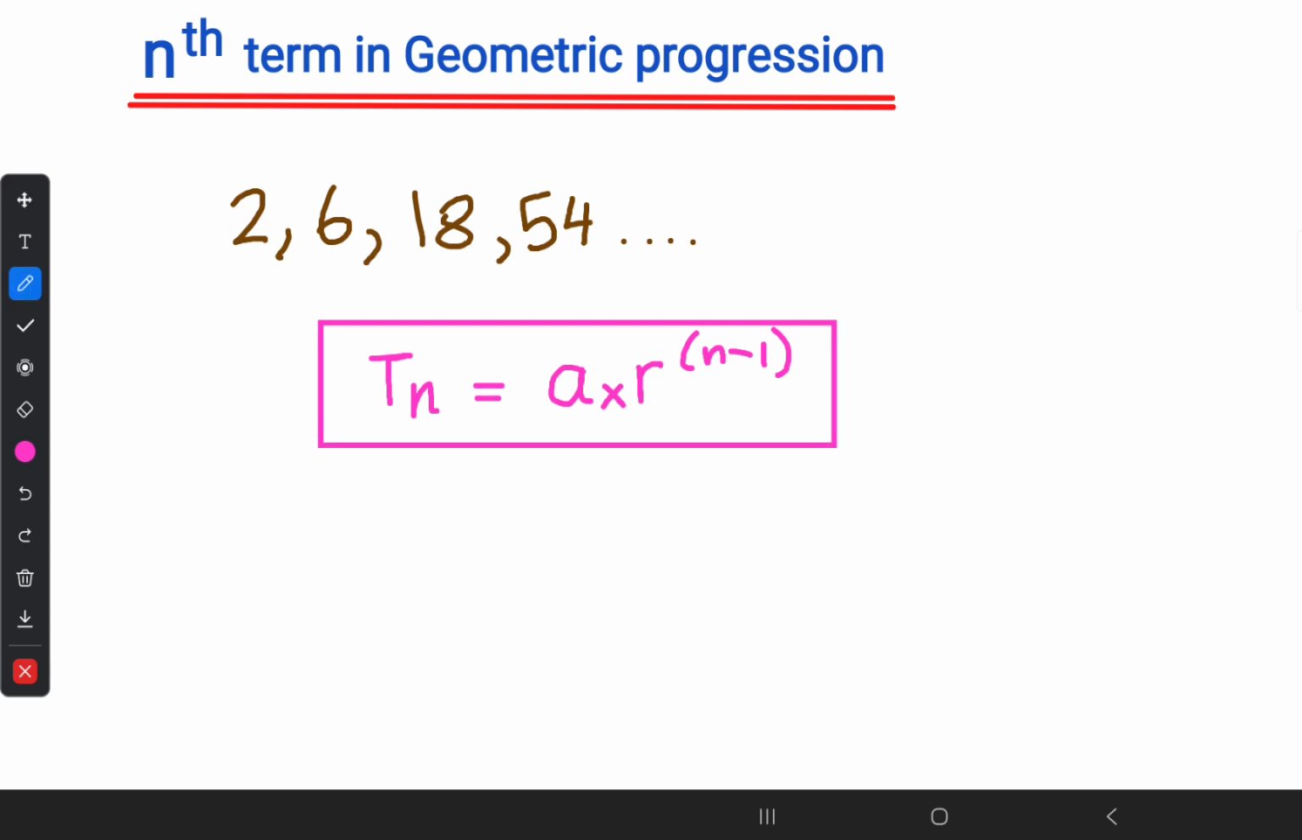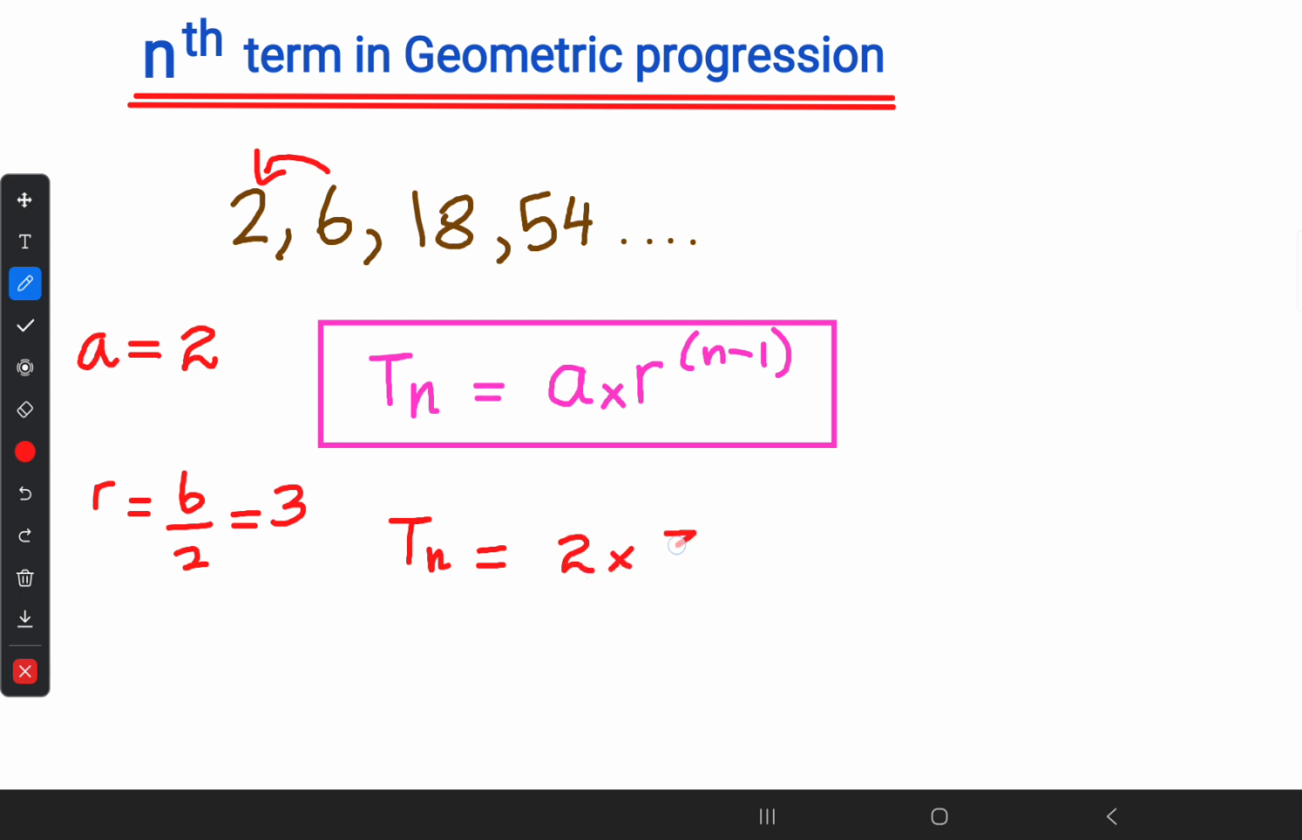Before that, you should identify A and R. What is our A? A is the first term of this geometric progression. That is 2. Directly we can write. Then R. I will select 6, 6 divided by 2, it is 3. Okay. A into R to the power of n minus 1. So I will substitute that here. Tn is equal to A, which is 2, multiplied with 3 to the power of n minus 1. We don't know the n value, so we cannot substitute it here.